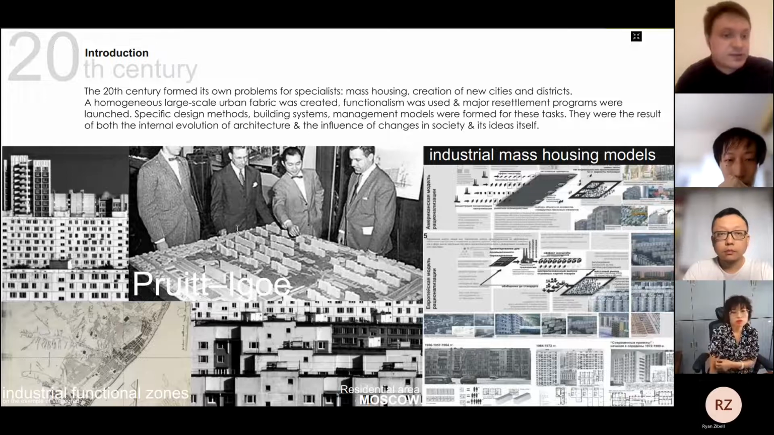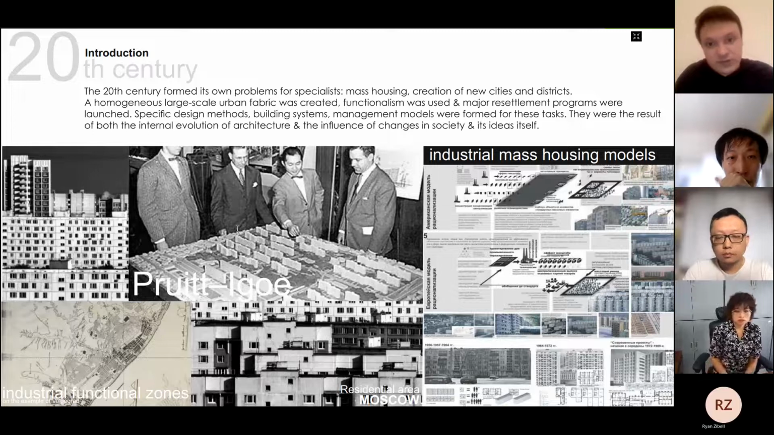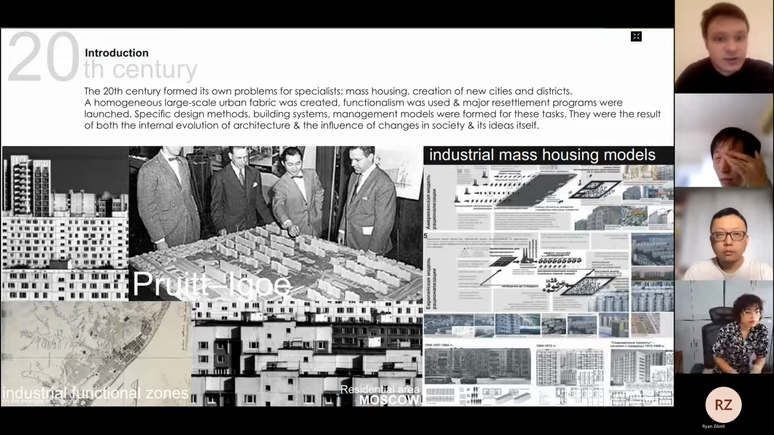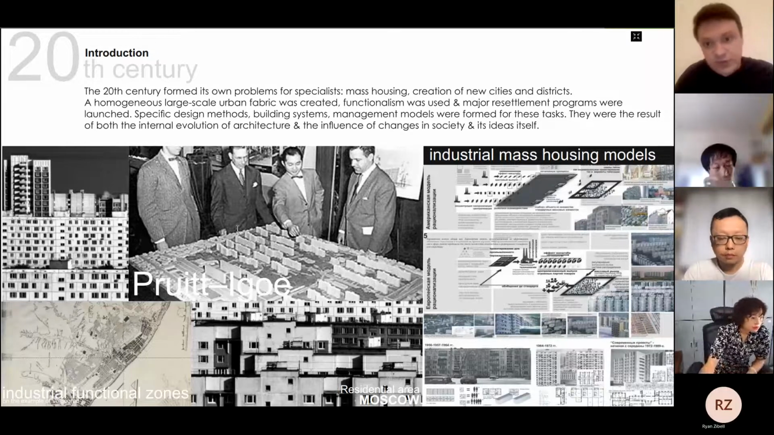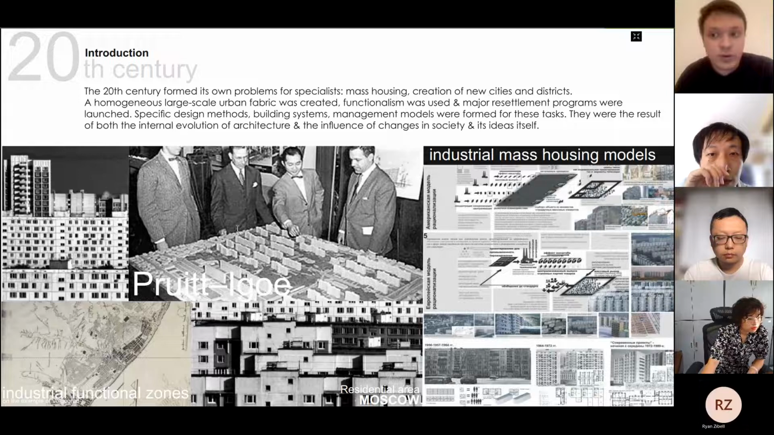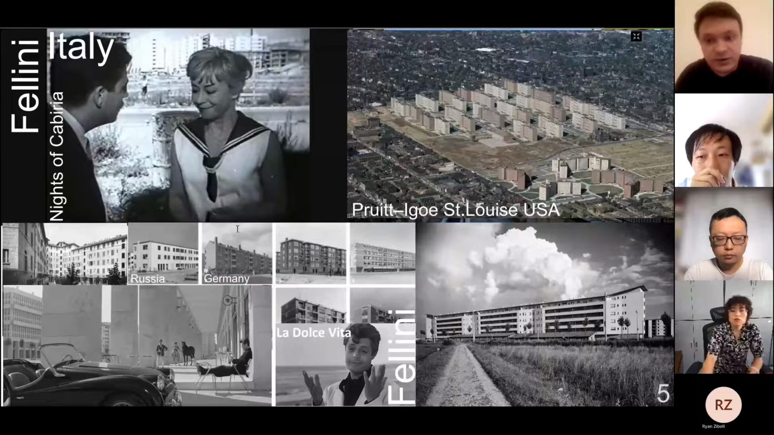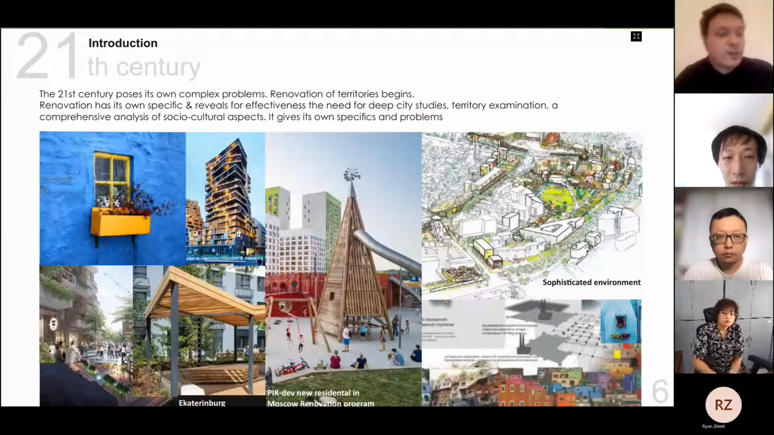As an introduction, the 20th century formed its own problems for specialists: mass housing, creation of new cities and districts. A homogeneous large-scale urban fabric was created, functionalism was used, and major resettlement programs were launched. Specific design methods, building systems, management models were formed for these tasks. They were the result of both internal evolution of architecture and the influence of changes in the society and its ideas itself. So from Germany, Italy, USA, and others.